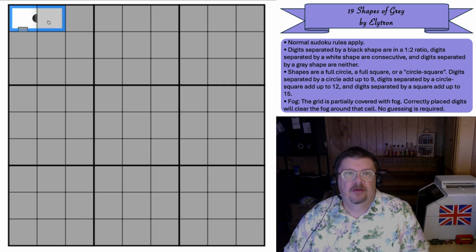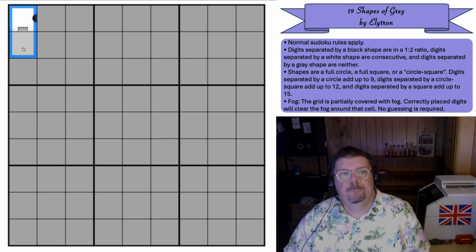So what that means is that because we can see that there is a black shape here, one of these will be double the other. If there is a white shape there, they could be consecutive. This grey shape is telling us that this can neither be one double the other nor consecutive digits.